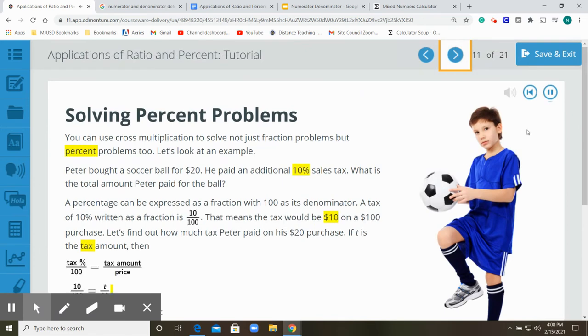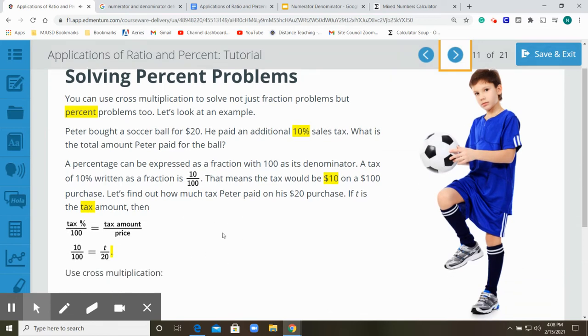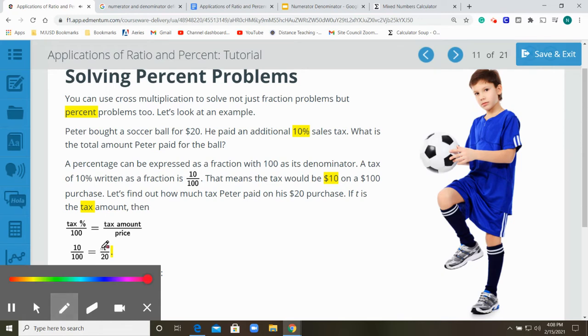Solving percent problems. You can use cross multiplication to solve not just fraction problems, but percent problems too. Let's look at an example. Peter bought a soccer ball for $20. He paid an additional 10% sales tax. What is the total amount Peter paid for the ball? A percentage can be expressed as a fraction with 100 as its denominator. A tax of 10% written as a fraction is 10 over 100. That means the tax would be $10 on a $100 purchase. Let's find out how much tax Peter paid on his $20 purchase.